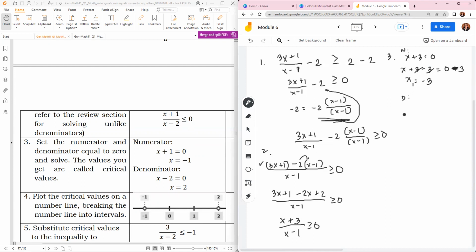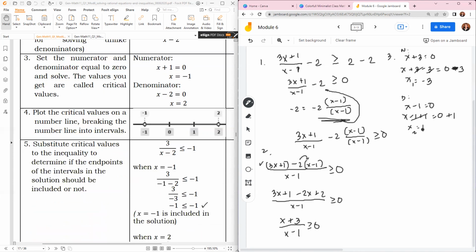What about the denominator? So that would be x minus 1 is equal to 0. And then, para makancel out si negative 1 sa left side, we add both sides with plus 1. So 0 plus 1. So 1 minus 1, that would be 0. Makancel out, x is equal to 1. So this is our x2. Now, since we have already gained our kanang critical values, we are going to plot them sa number line like the way we did sa previous nga number.